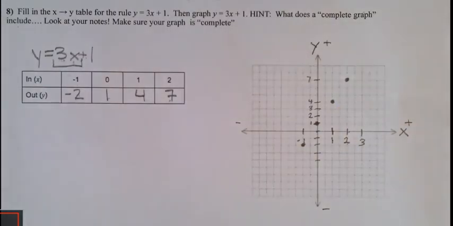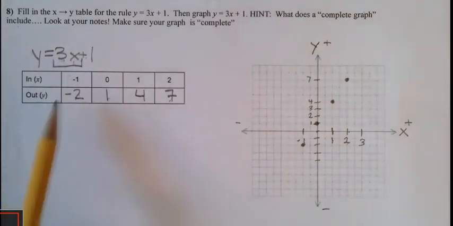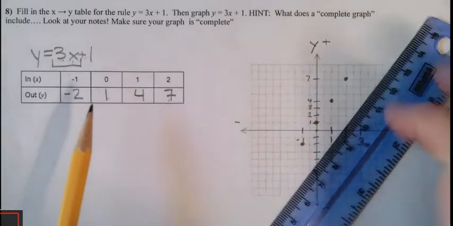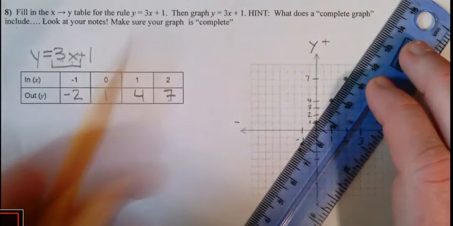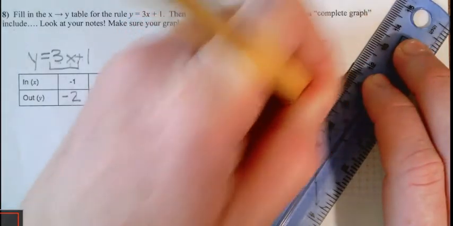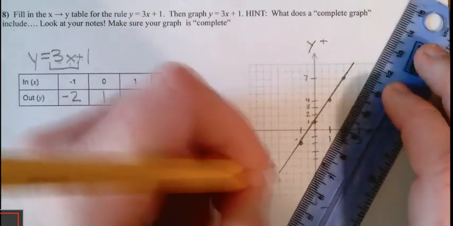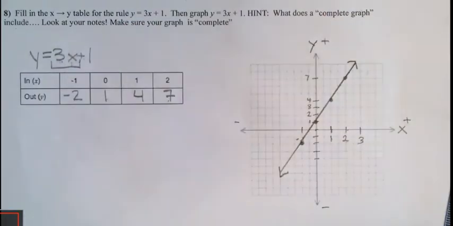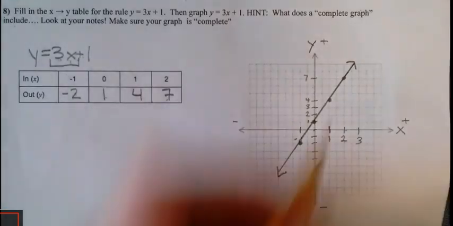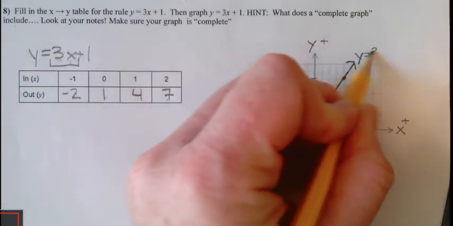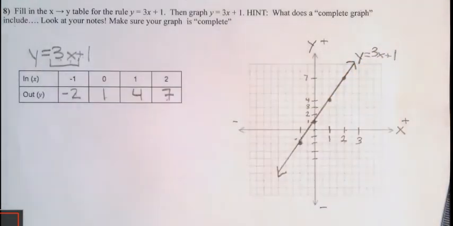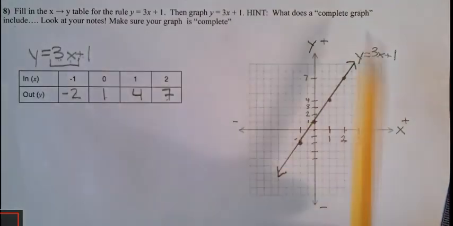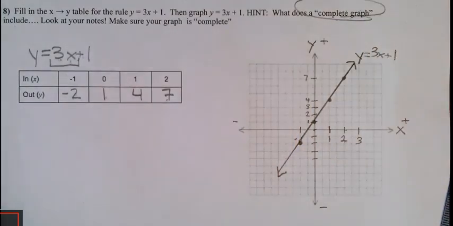My line is a straight line, right? Those dots are in a straight line. If your dots are not in a straight line, you did something wrong with a linear graph. I'm going to go ahead and connect those dots. Arrows on both ends. And then we label the graph with the equation. And that is a quote-unquote complete graph.